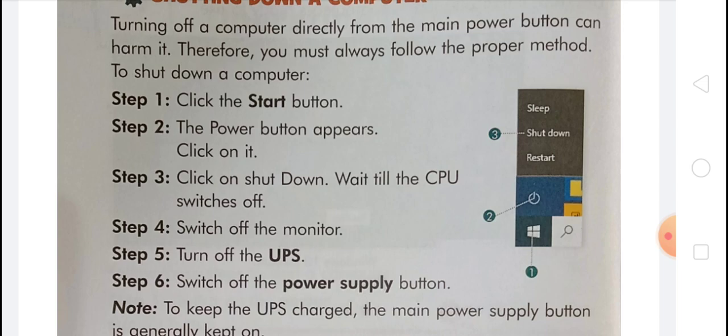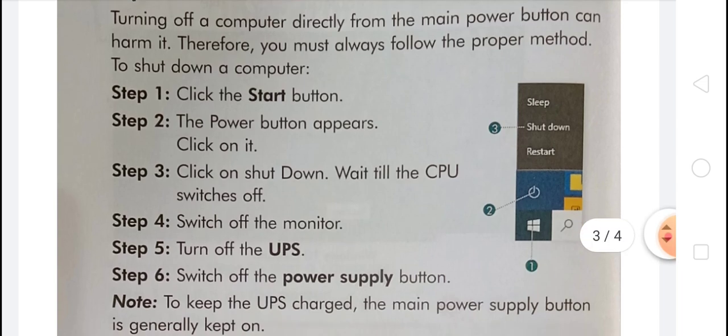Step four, switch off the monitor. In the next step you have to switch off the monitor. In step five you have to turn off the UPS, that is uninterrupted power supply. And step six, switch off the main power supply button. Okay, so there are six steps.